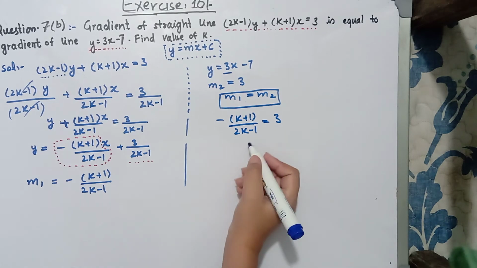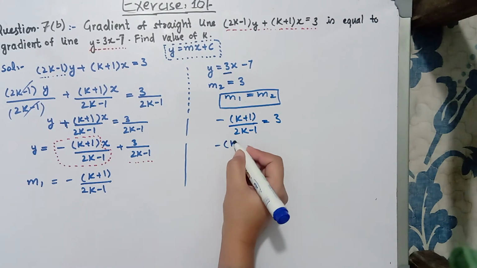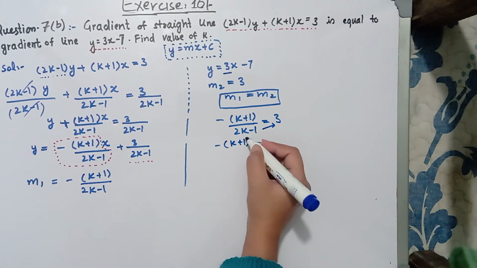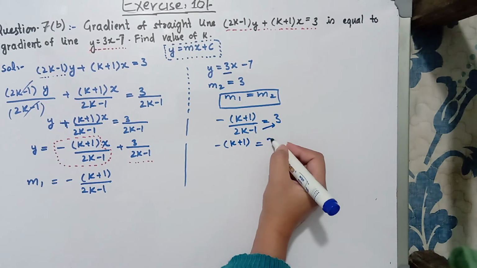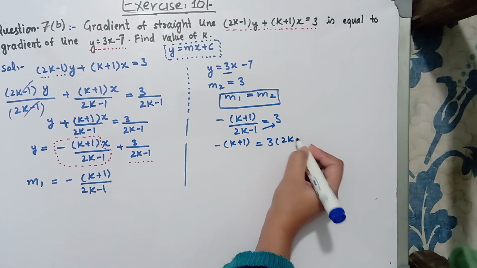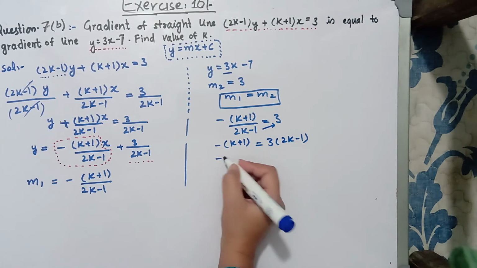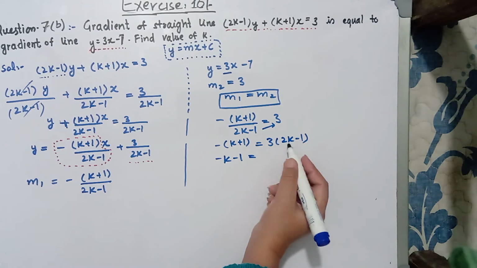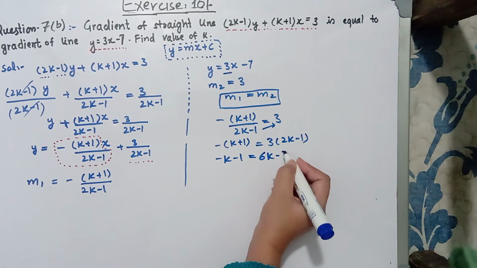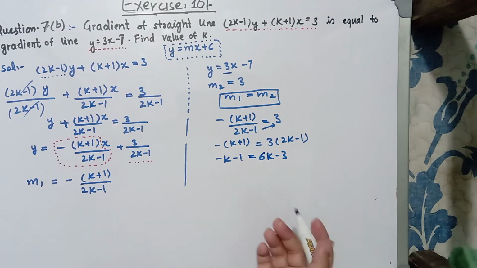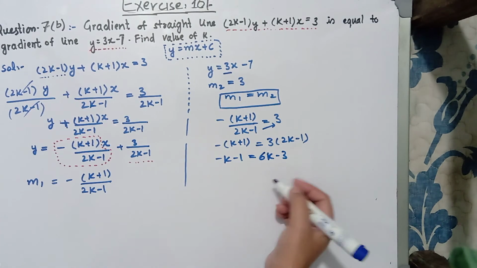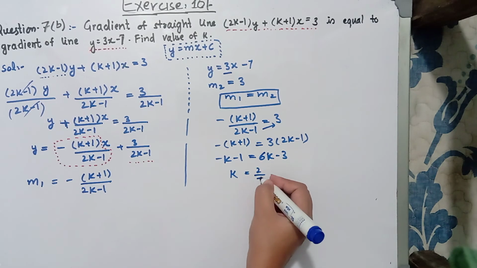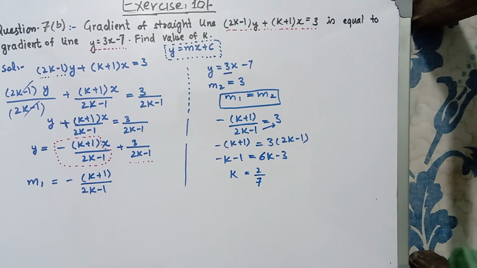Now we will simplify this equation. I'll have minus (k plus 1), and by cross multiplying this term will be multiplied by 3 into 2k minus 1. So minus k minus 1 equals 3 into 2k, 6k minus 3. And on further simplifying you will get the value of k equals 2 over 7. And that's all.